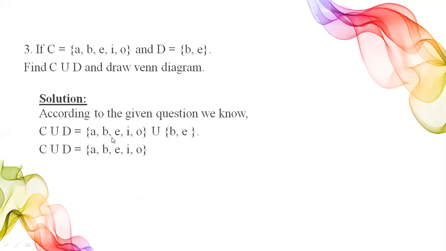This is set C, because set D is a subset of set C. So b and e are common, and we are not going to write b and e two times. The answer is a, b, e, i, o. So I know that set D is a subset of set C.